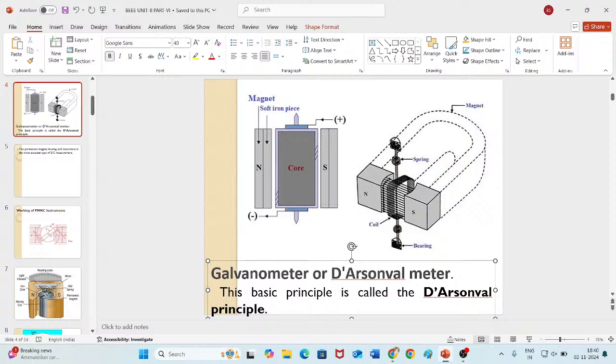In these meters, which are the measuring instruments that measure the current or the voltage, when current flows through a coil, there will be an angular displacement in the coil. So the coil will deflect. Actually this coil is placed in between two magnets.